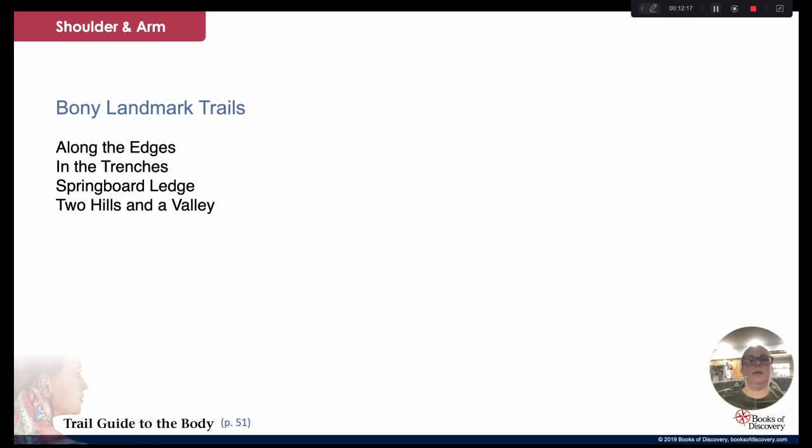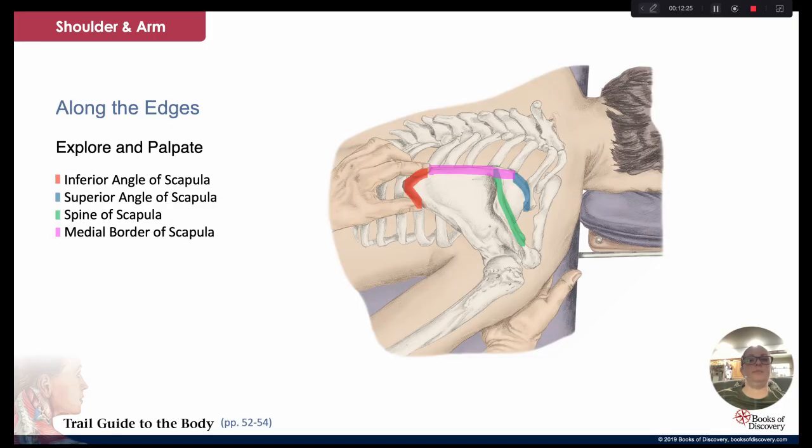All right, in the book, they like to call these bony landmark trails by names. So we're going to see what they're talking about here. This is the along the edges portion of the trail guide book. If you ever need help on what part I'm talking about, at the very bottom of the PowerPoint is going to tell you what pages are associated with the slides.